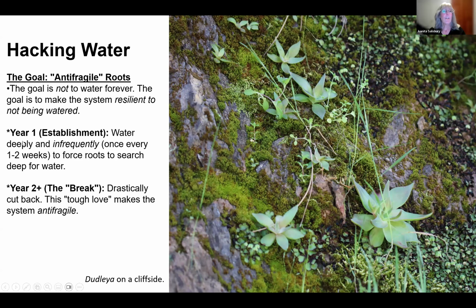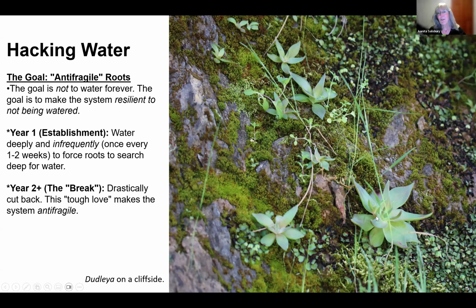Water deeply and infrequently, once every 1 to 2 weeks, to force roots to search for water. Do not coddle these plants. Make them work for the water. They will find it. That's what they do. By year two, the break, you drastically want to cut back on watering. That's the tough love that makes the system resistant and resilient to not being watered.